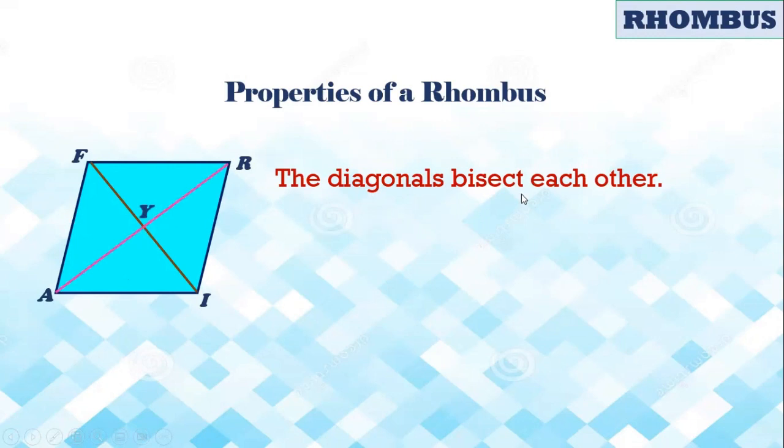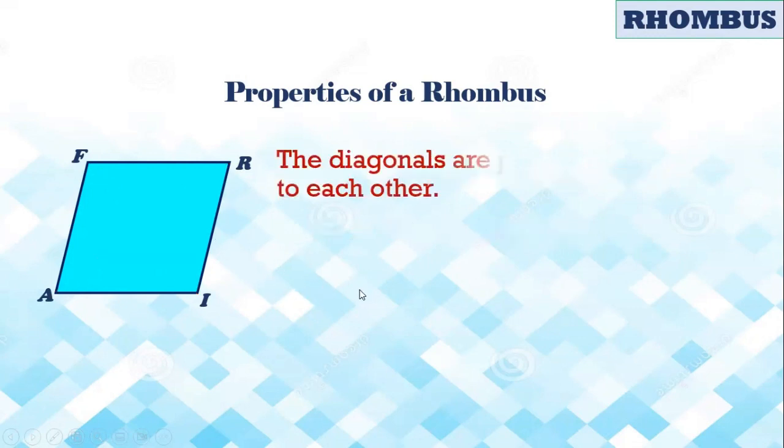So when we say bisect each other, it means that it divides either diagonal into 2 equal parts. So I have segment FY is congruent to YI. Same thing as with AY is congruent to YR.